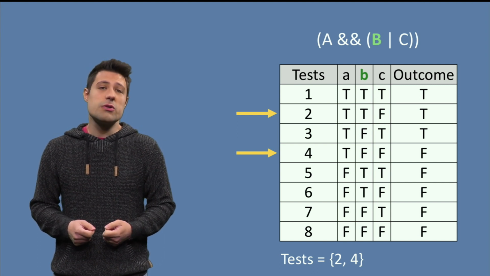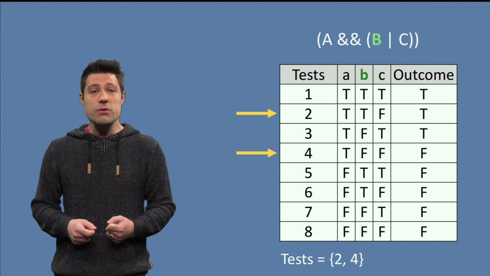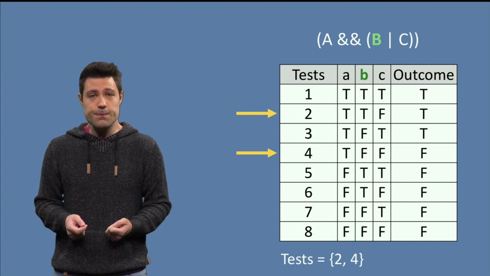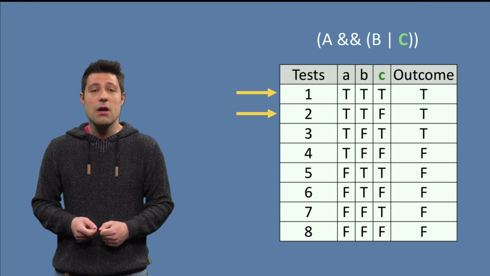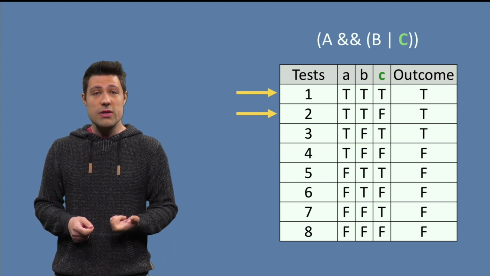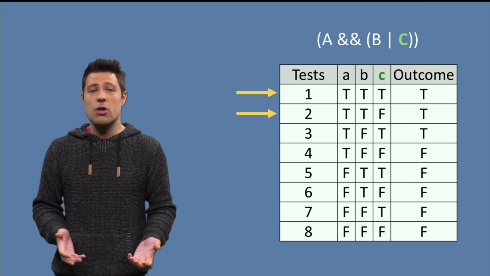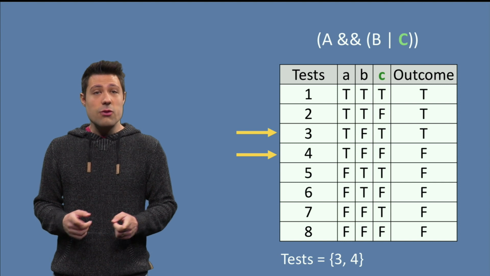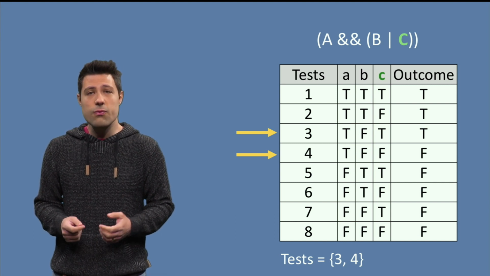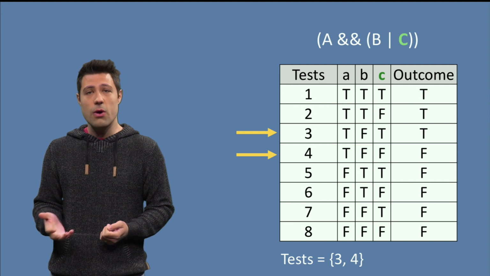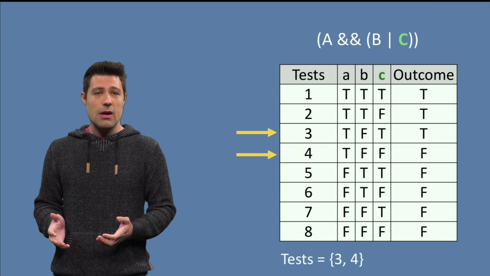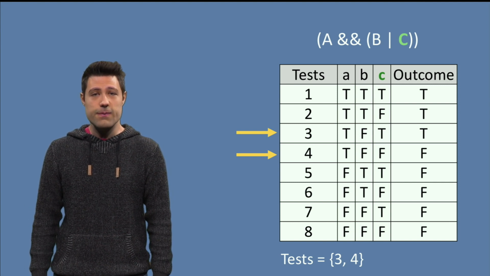We can continue this process for the other rows. Actually, you can pause the video now and try it by yourself, but you won't find another pair of tests where the outcome is different. Finally, condition C. Rows 1 and 2 are the ones with C flipped, and the outcome is the same, so not interesting. Then we see that in row 3, A true, B false, C true, and row 4, A true, B false, C false, the outcomes are different, so we add them to our list. And that's also it for condition C.